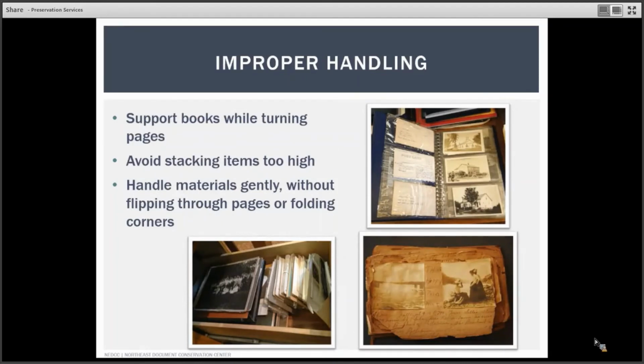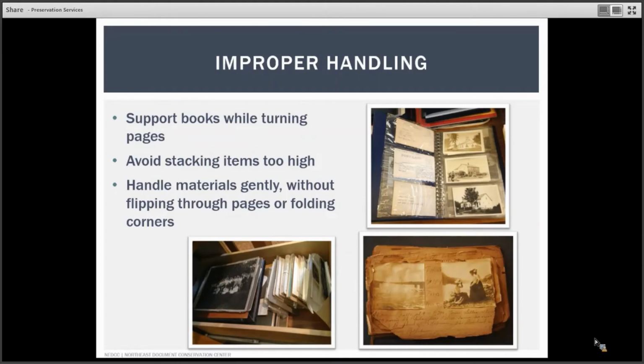Similarly, handling our materials can cause damage. Sometimes it's hard to remember to handle our papers and books as carefully as, say, a glass negative or a piece of artwork, but the documents really do need just as much love. You want to be mindful of not overpacking your boxes, your drawers, or shelves because excessive weight and pressure will damage your materials. Make sure you're always supporting your materials appropriately, whether it's in storage or during use.